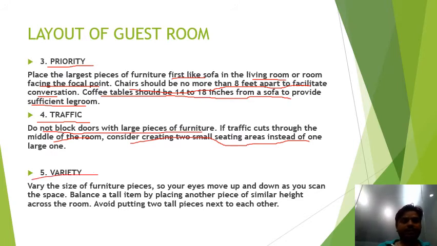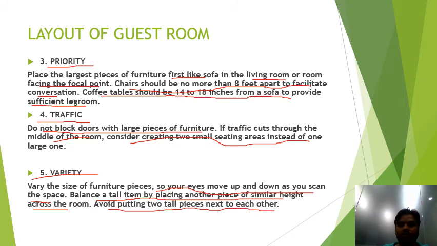Next is variety. Vary the size of furniture pieces so your eyes move up and down as you scan the space. Balance a tall item by placing another piece of similar height across the room. Avoid putting two tall pieces next to each other. So you have to consider the variety also.